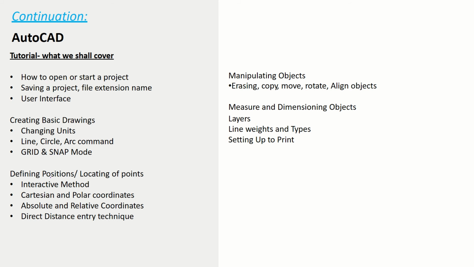Then we'll look at, obviously, as we draw lines and circles, how to manipulate them. How do you erase in AutoCAD? How do you copy? How do you move? Then we're going to look at measuring and dimensioning. Then we'll look at what we call layers. Then line weights and types, and then obviously setting up the print.